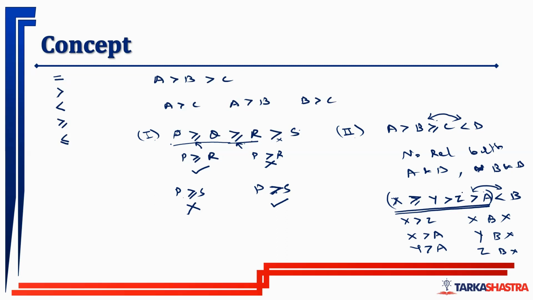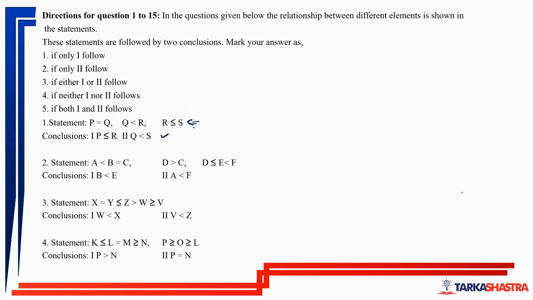ठीक है, I am directly going to the advanced level type of questions or advanced rules over here. Basics I am expecting कि आपको पता होगा, नहीं तो आपको चेक करके आना. So the type of questions are, these statements are followed by two conclusions. Mark the answer: if only one follows, if only two follows, either one or two, neither one nor two, and both one and two. ठीक है. Now what we need to do, we always try to make one single statement.